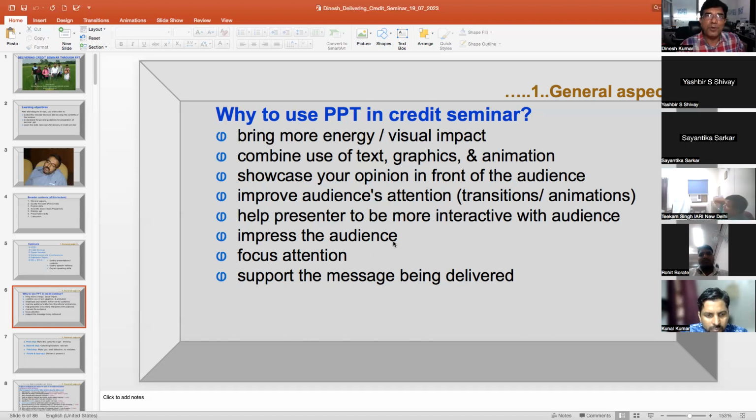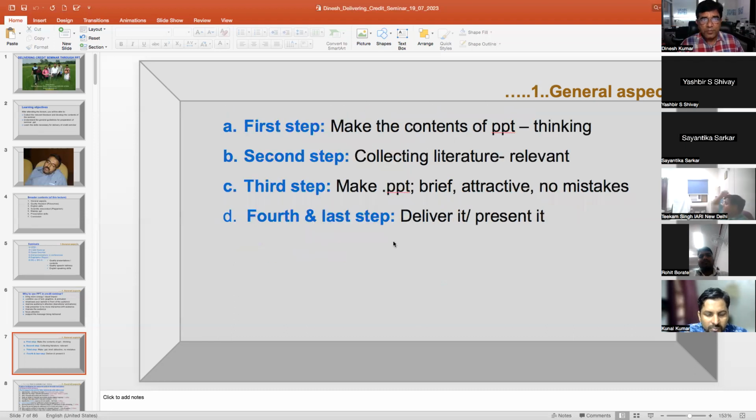Focus attention, because there is one slide board where everybody will be focused. So they will also look at the speaker. So it also helps in focusing the attention of the audience, supporting the message being delivered. Now, overall, you can see making of content is very important.